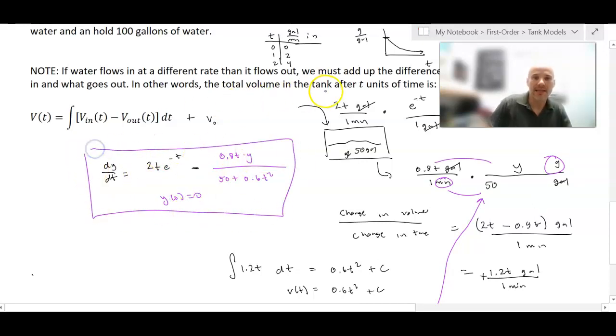There's our model. Now, keep in mind that this can only hold 100 gallons of water. So this tells us something about our domain, that essentially we would need to know when this denominator, this total volume, becomes as high as 100. That means the tank is full and it can't fill up anymore.